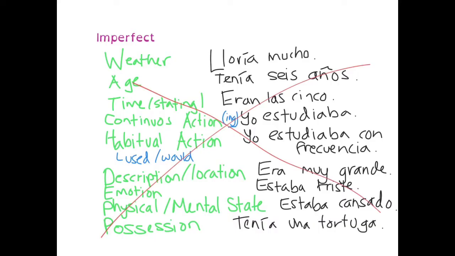But if you're given a time frame, this is all null and void. So if I said it rained for 2 hours, now I have to use the preterite, not the imperfect, because I set a start and a stop to the action. So be very careful with these.